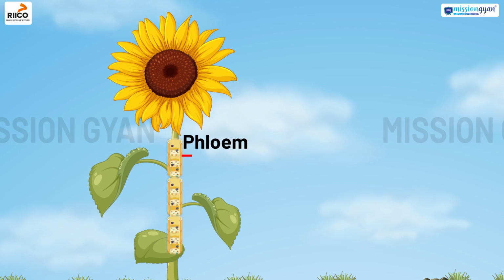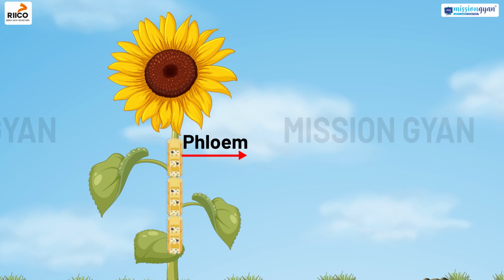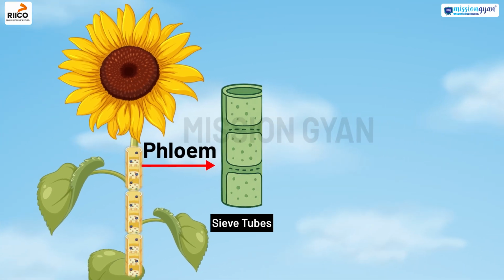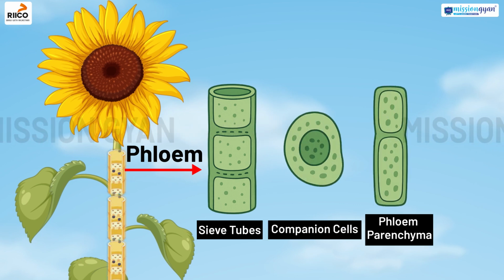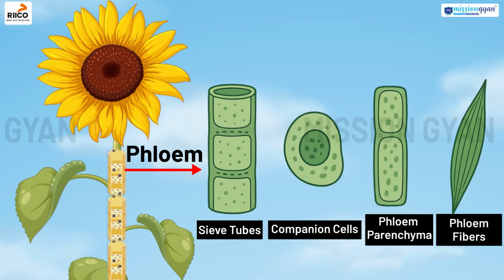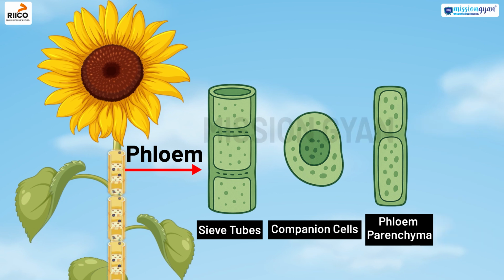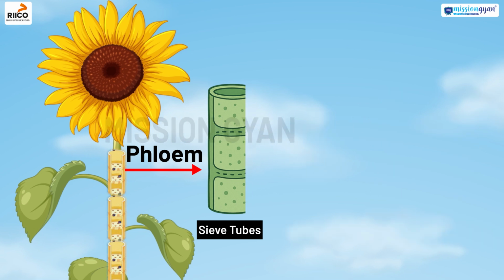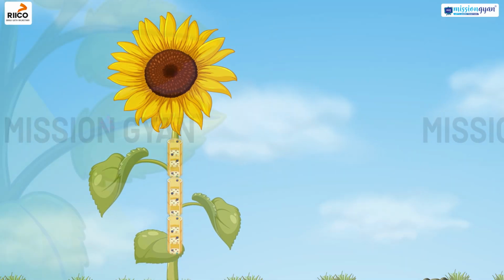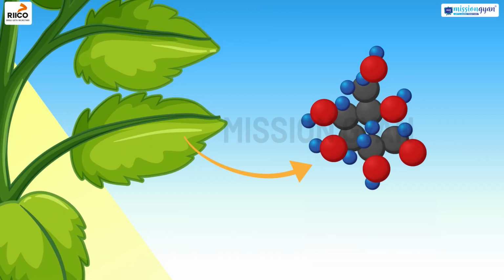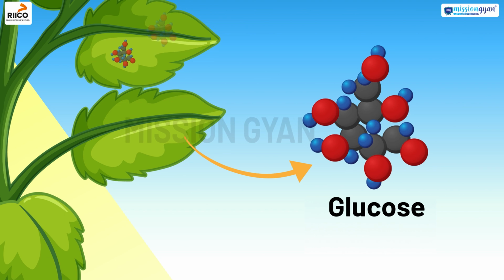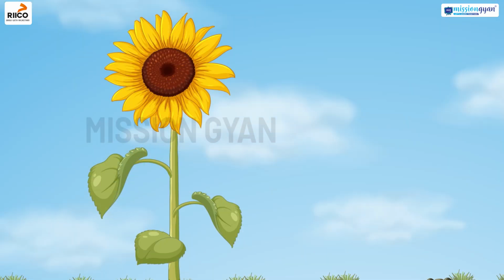Phloem tissue is made up of 4 types of cells: sieve tubes, companion cells, phloem parenchyma, and phloem fibers. Now let us see how food is transported through phloem. As you know, during photosynthesis, leaves produce glucose, which is food for the plant.